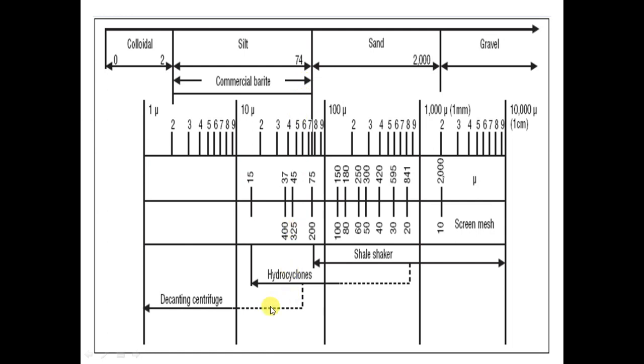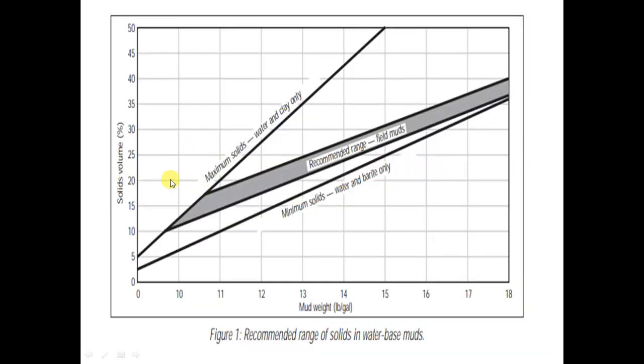This is the same classification, but in other words, as you see here, this is the gravel, and here the screen mesh, the mesh screen, from 10, 20, 30, up to this is API, and this is the mesh screen. So we will talk about all of them later, inshallah.